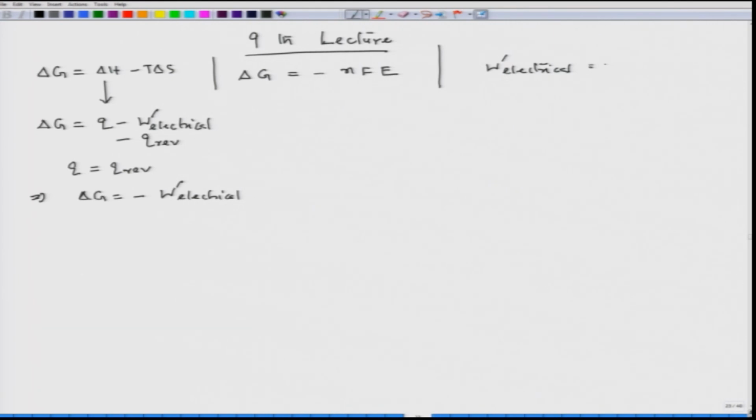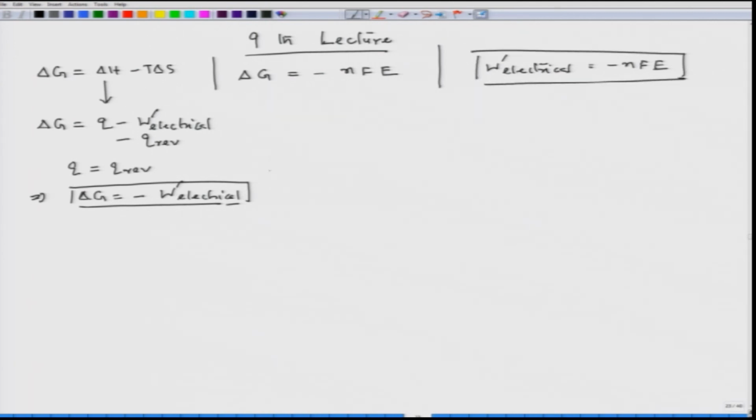if there is some charge flow across a potential difference, and that goes to nFE, that one also we have seen. And from these two conditions, since this is one relation and this is another relation, we got to this relation. Now, this is the maximum work that is possible when we have 1 mole of substance either coming into the solution or getting deposited on a metal surface.